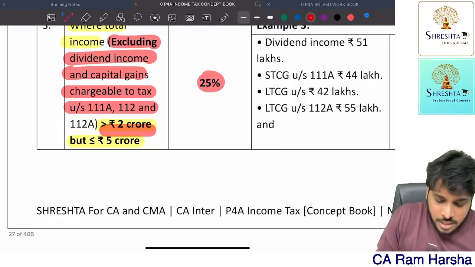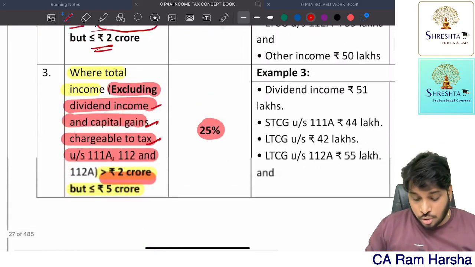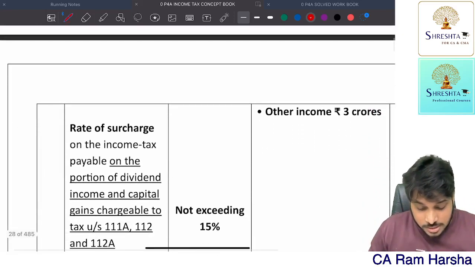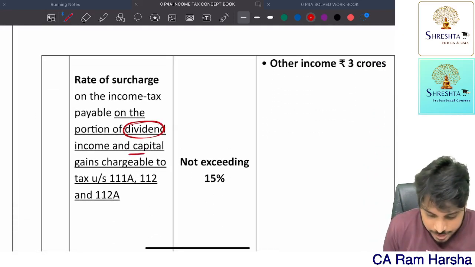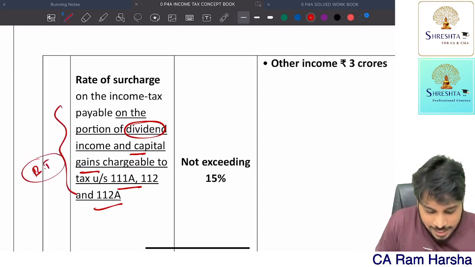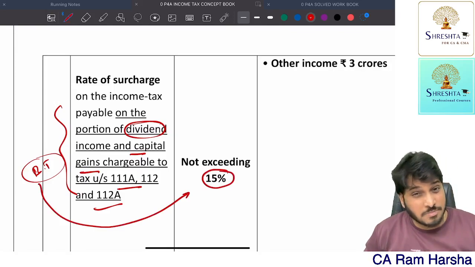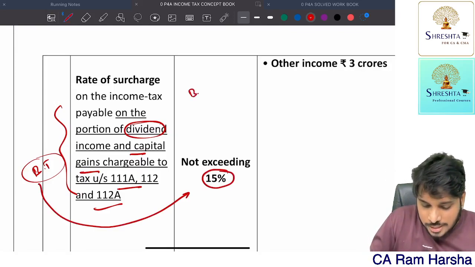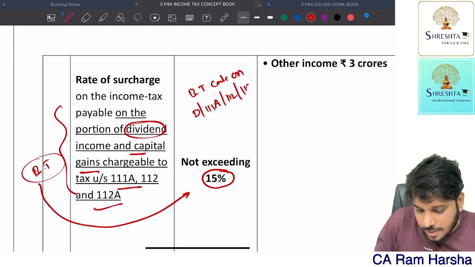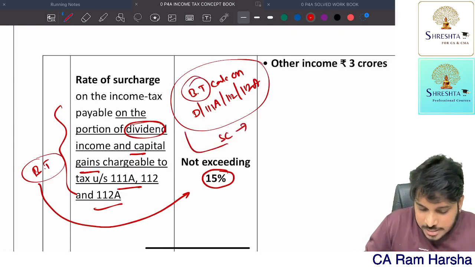So now, sir, what about dividend income, capital gains, all that? In case 1 and case 2, on dividend income and capital gains also we applied surcharge. Now here you are saying excluding dividend, excluding capital gain, surcharge is 25%. What about this? For dividend income and for capital gains taxable under these sections, on whatever basic tax you calculate, the maximum surcharge rate is 15%. What is the maximum surcharge rate? 15%. Whatever basic tax is calculated on dividend, 111A capital gain, 112 capital gain, 112A capital gain, on these incomes, what is the surcharge rate on the basic tax to be applied?